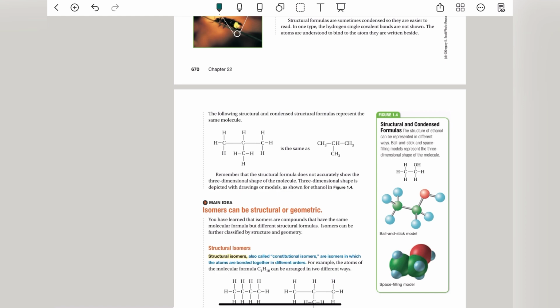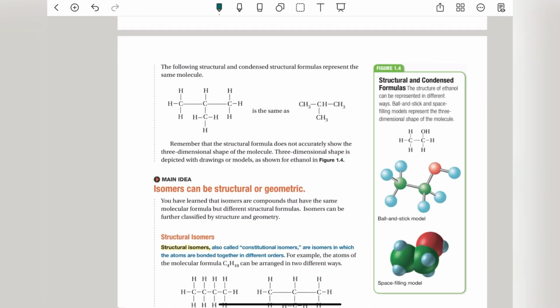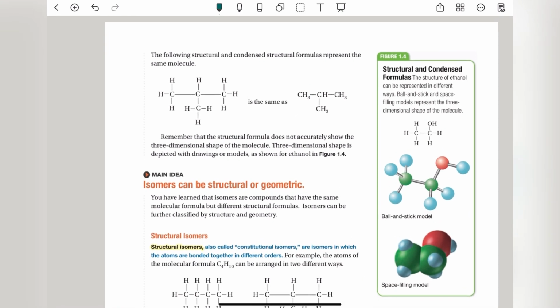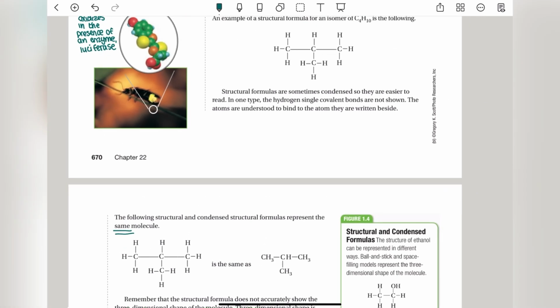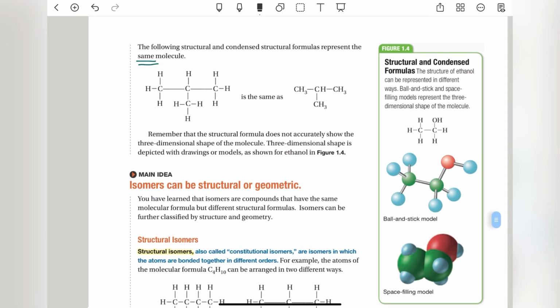So here, we can see it on the next page. The following structural and condensed structural formulas represent the same molecule. It is the same molecule. So this structure is the same as we saw on the last page. And these two structures are the same. If we omit these bonds, we end up with a methyl group here. So this is this part, and then this is this part, and so forth.